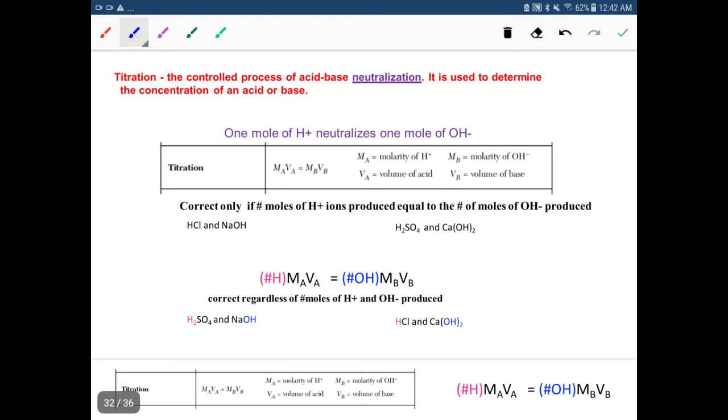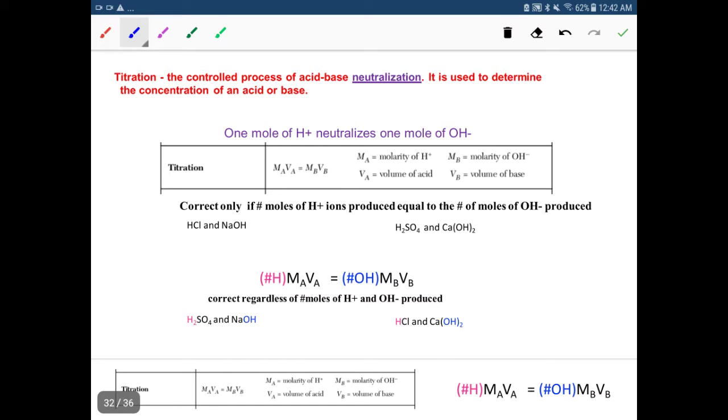Alright, so this is the last part, which is titration. Titration is a controlled process of acid-base neutralization, and it is used to determine the concentration of an acid or a base where the concentration or the volume of one of them is unknown. We do this by using two key pieces of information that we know.